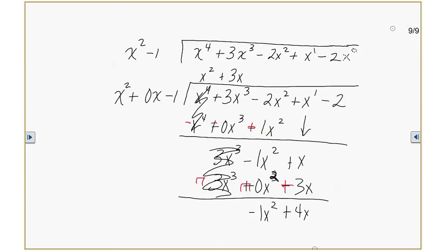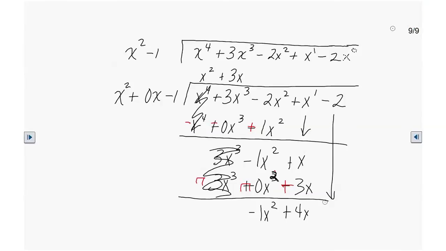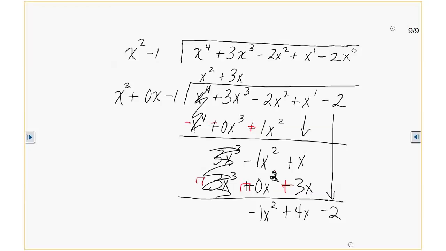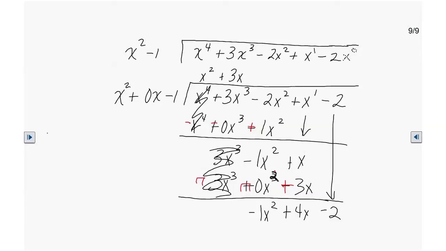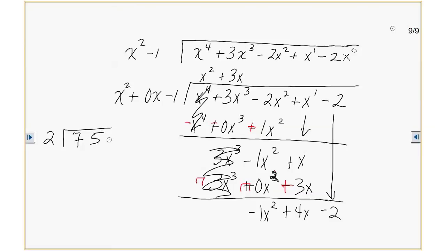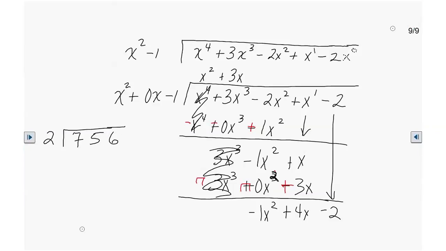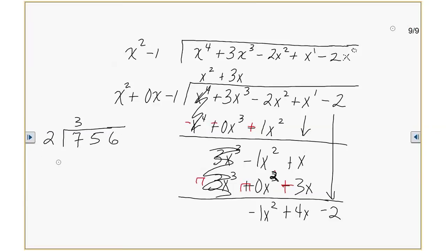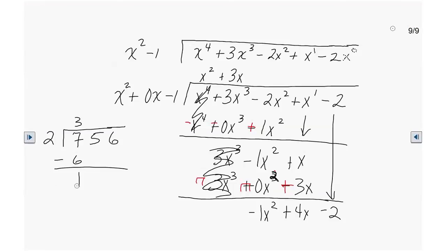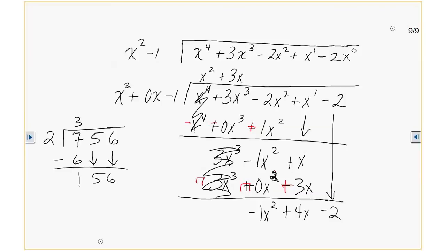And the 2 comes down to help out. What? So you don't bring the 2 down until later. 2 will go into 75, 756. 2 will go into 7 3 times. That's 6. Minus 1. That'll be a 1. Do you bring these 2 down at one time? I don't know.